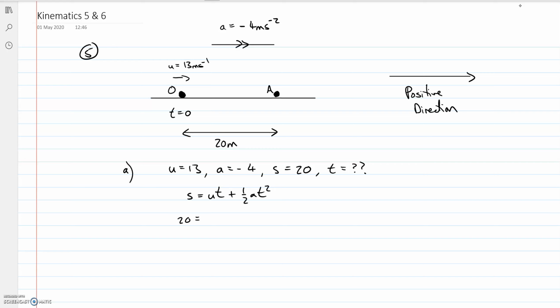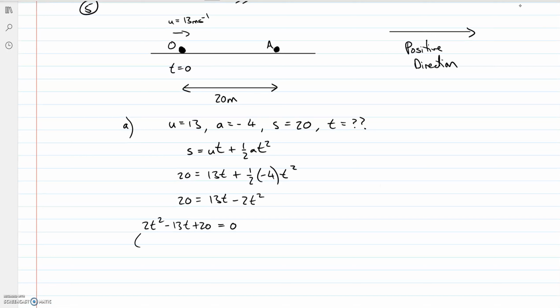S is 20, U is 13, we don't know t, plus a half, a is minus 4, and t squared. We don't know t, but we can solve this as a quadratic in t, so let's just tidy it up. Half times minus 4 is minus 2, get the t squared positive, so it's a bit easier to solve, so add 2t squared minus 13t, and that 20, just there it is. And either you can use your formula, or I think this one factorizes. So we'll have 2t and t, factor of 20.